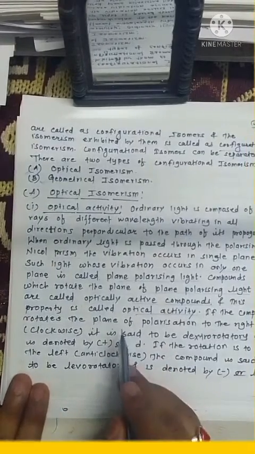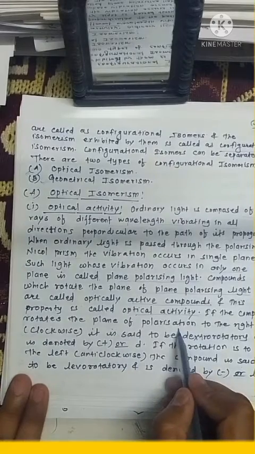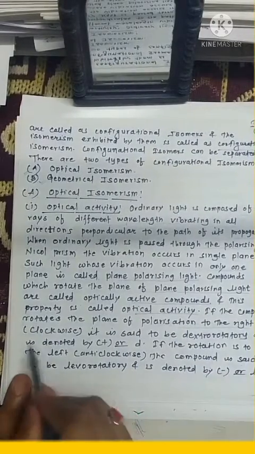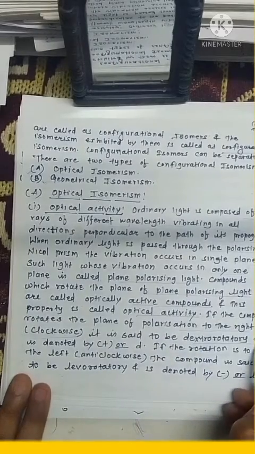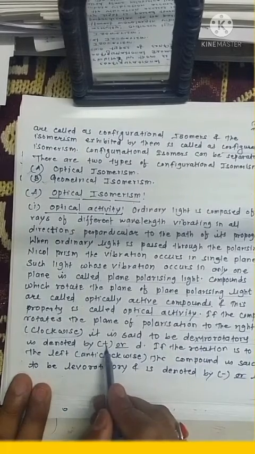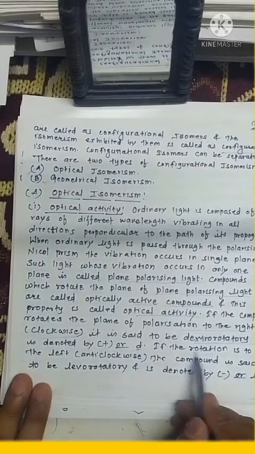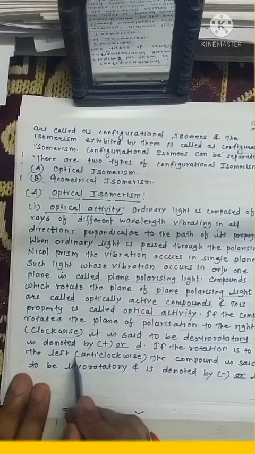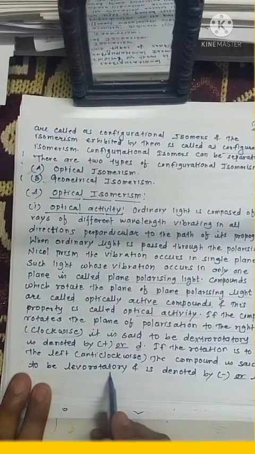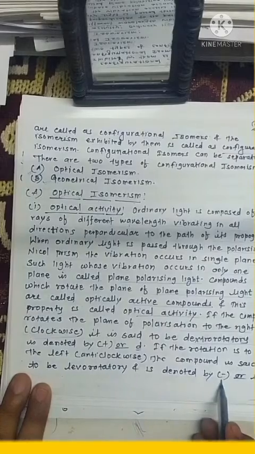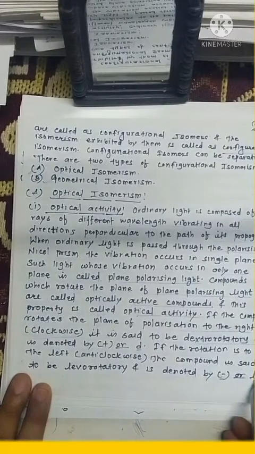If the compound rotates the plane of polarization to the right, that is clockwise rotation, it is said to be dextrorotatory, and it is denoted by the plus sign or small d. If the rotation is to the left, that is anti-clockwise, the compound is said to be levorotatory, and it is denoted by the negative sign or small l.